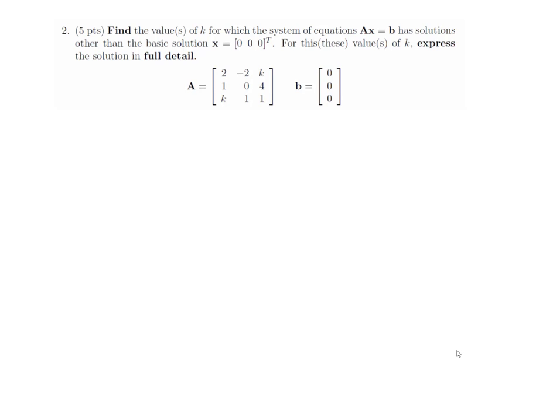So here's the second question. Find the values of k for which the system of equations Ax is equal to b has solutions other than the basic solution, that is the origin. You can see here that the independent term in Ax is equal to b is identically 0, so you can see that x equal to 0 is always going to be a solution of this system of equations. And the question is, are there cases for which you will find other solutions than just this one, and this would correspond to cases where the system has an infinite number of solutions. And then for these values of k, we'll see, express the solution in full detail.